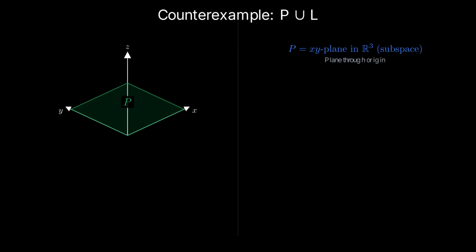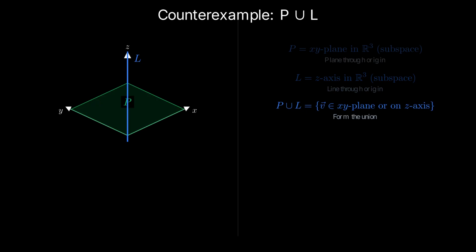Let P be the xy plane in R3, and let L be the z-axis. P is a subspace. It's a plane through the origin. L is also a subspace. It's a line through the origin. Now consider the union, P union L. This is the set of every vector that lies either in the xy plane or on the z-axis.